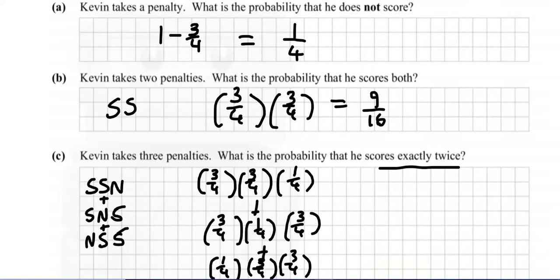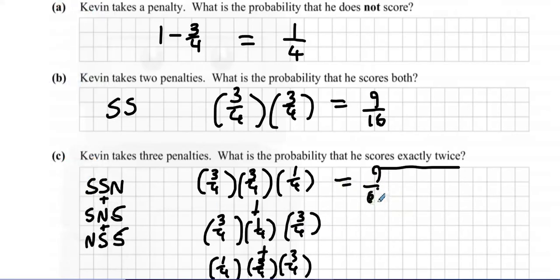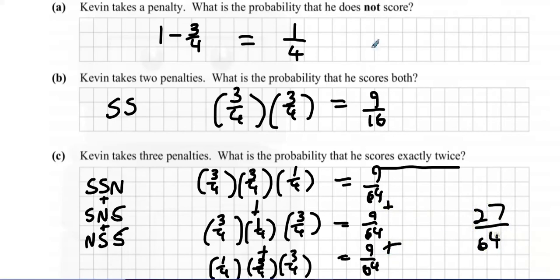Now, like last time we did something like this, 3/4 multiplied by 3/4 is 9/16, and then multiply that by a quarter. That's going to be 9/64. This one's also going to be 9/64, and this one here is also going to be 9/64. Then when you add all 3 of them together, you should get 27/64, which I know is correct.